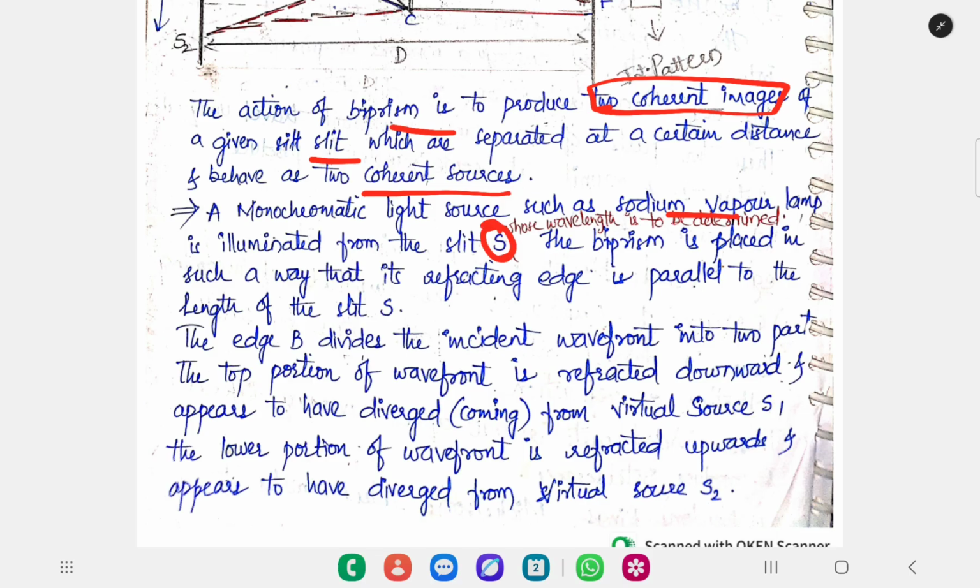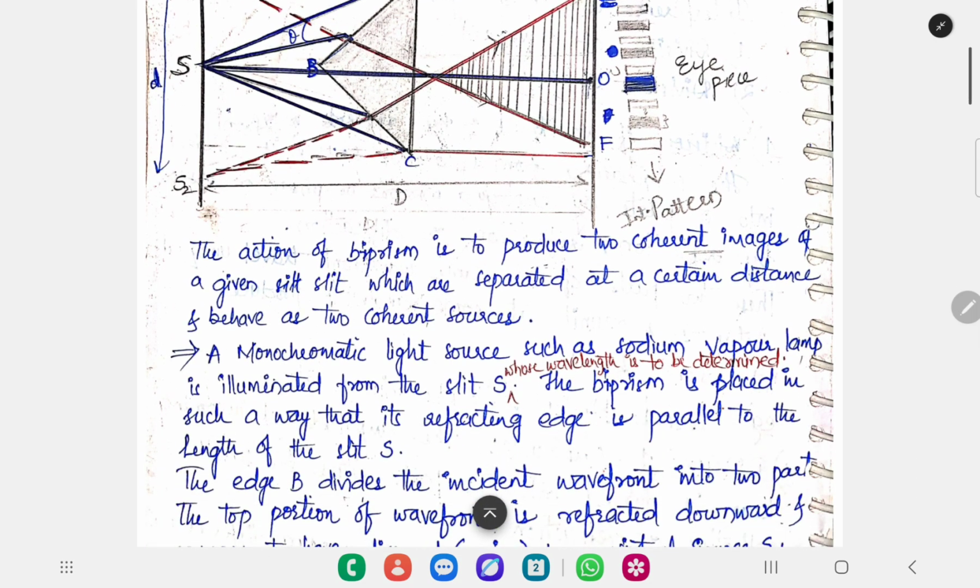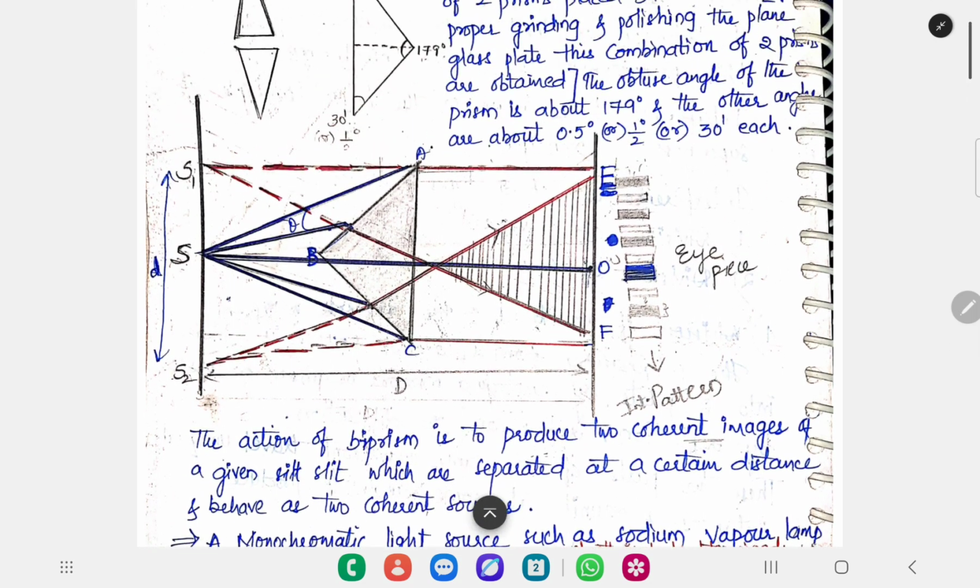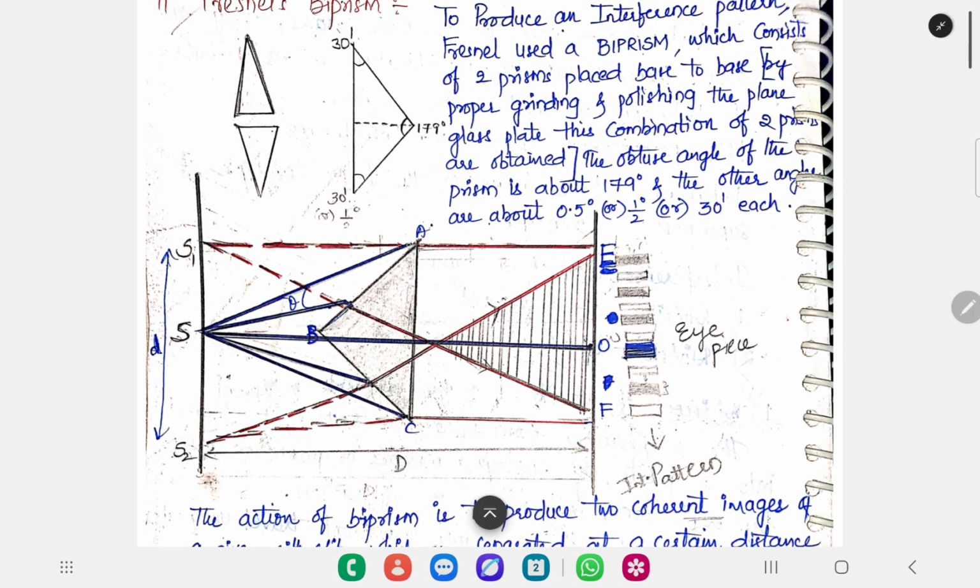Here the sodium vapor lamp acts as the light source, and we have to find out the wavelength. That is the wavelength that we have to determine. Now the biprism is placed in such a way that its refracting edge is parallel to the length of the slit. Now you can see here in the diagram, the refracting edges are parallel to the source.